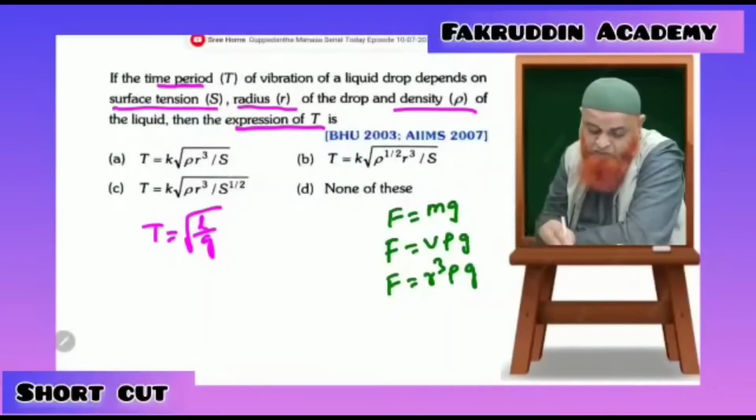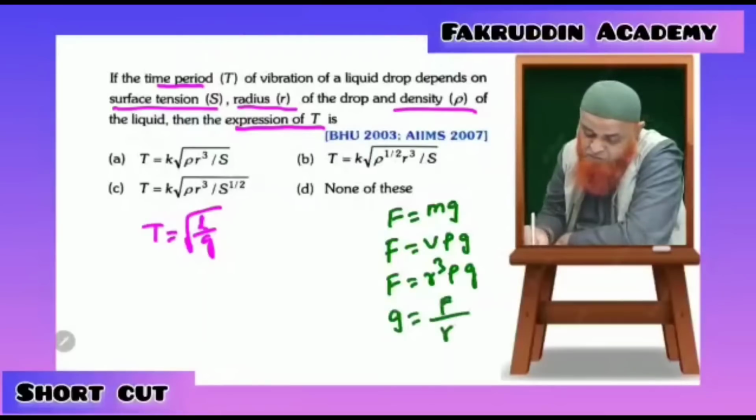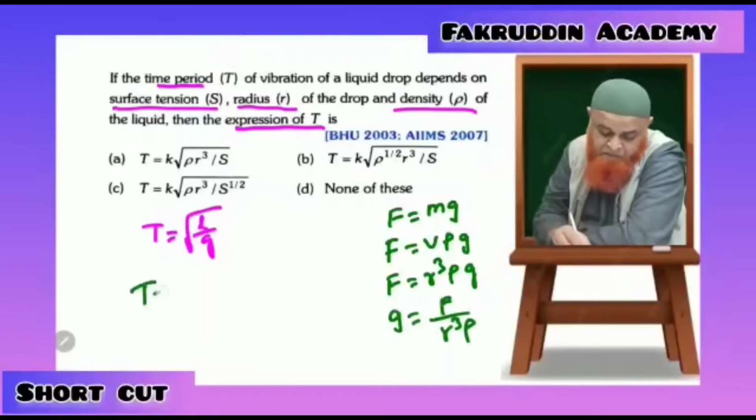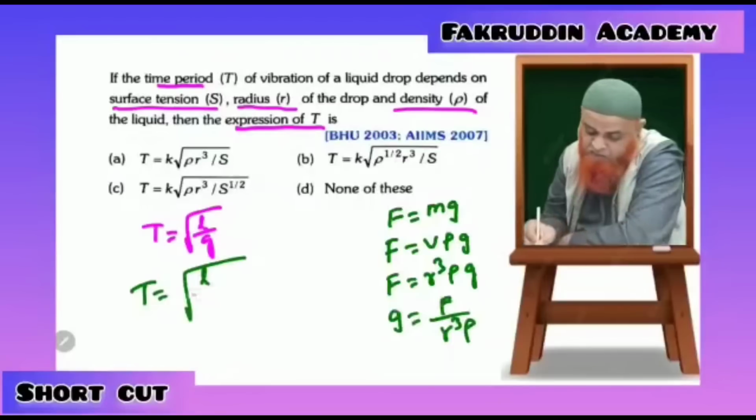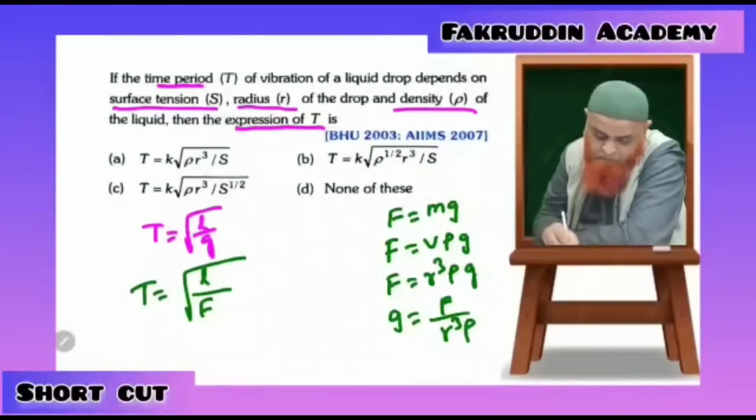If you substitute this value here, then you can take g is equal to f by r cube rho. That's it. So, you write time period is equal to square root of L. You write like that only. g means f by L, whole divided by r cube rho, means this comes to the numerator, that is r cube into rho.